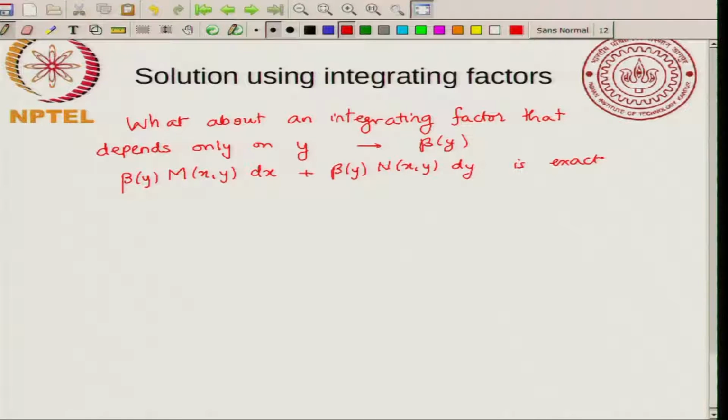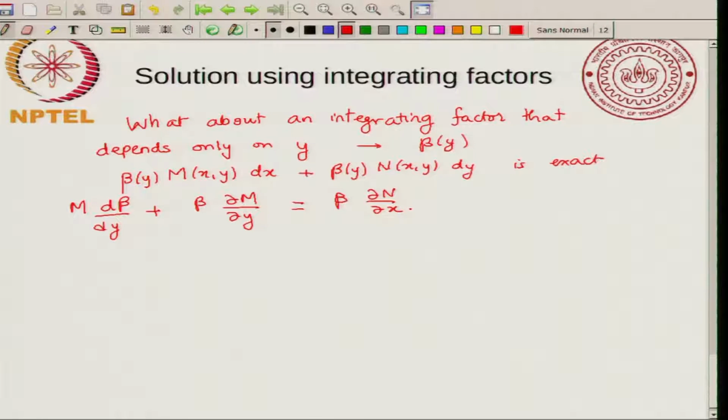Okay. And if you go through the same exercise that we went through earlier, what you would say is that you would put the condition, if this is exact, that means derivative of this quantity with respect to y. Now, that will have two terms, it will have m times d beta by dy plus beta times dou m by dou y. This should be equal to, now we are taking the derivative with respect to x. Now, beta is independent of x. So, I can just write beta times dou n by dou x.